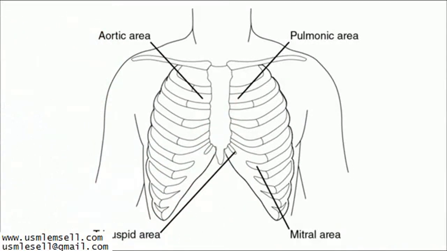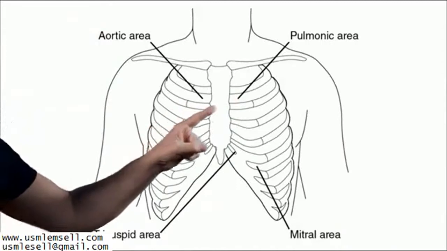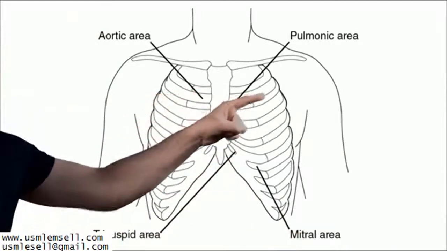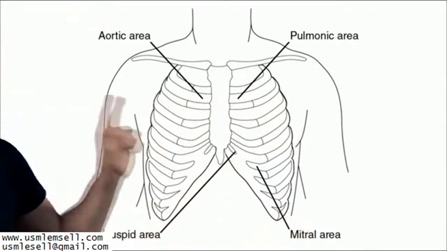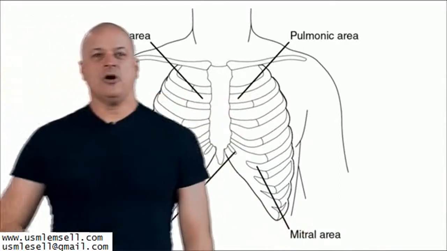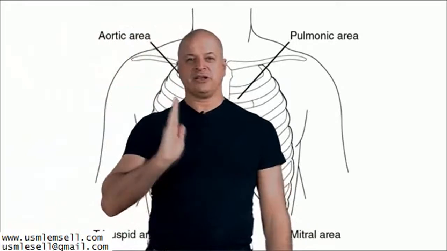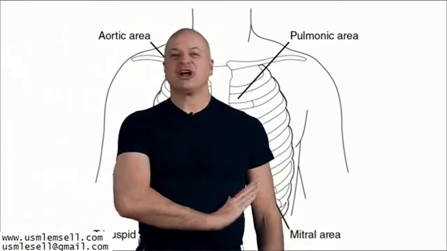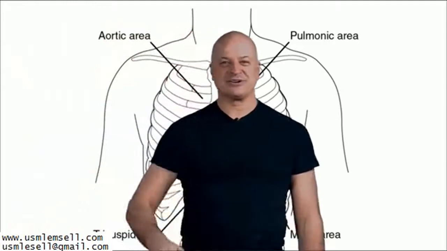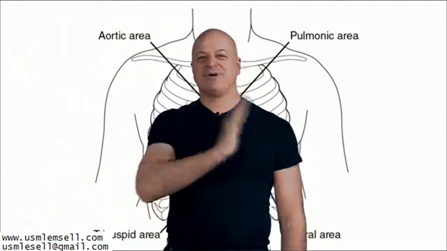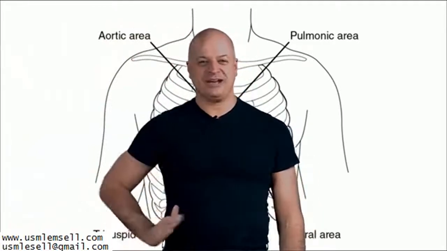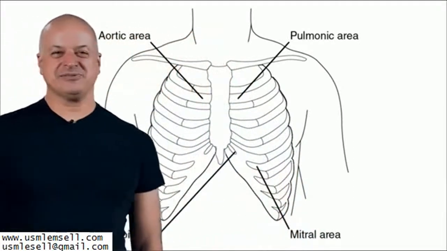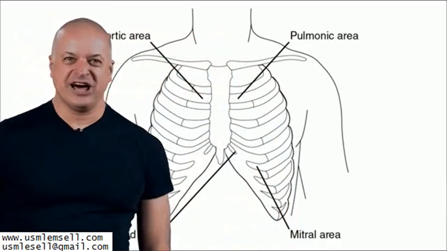Where you hear things: aortic, pulmonic, tricuspid, and mitral. Sorry, I forget what side I am now. It's a mirror image, right? Aortic, pulmonic, tricuspid, and mitral.